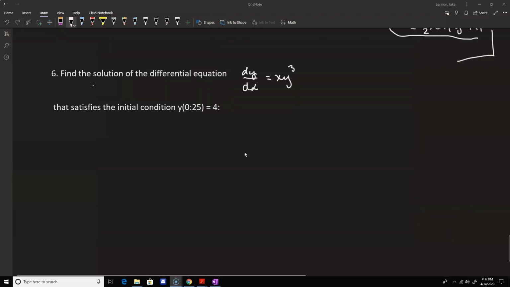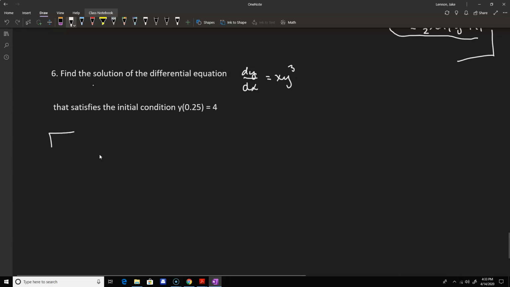Okay, so for 6, we want to find the solution of the differential equation dy/dx equals xy cubed that satisfies the initial condition y(0.25) equals 4. So that should be a point, not a colon. Things kind of copy funny for whatever reason whenever I cut and paste them, let's just leave it like that. Anyway, so what we want to do is solve the separable differential equation the same way.